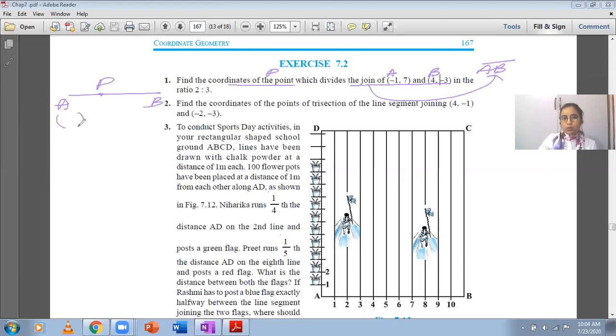So A is over here, its coordinates are given to us. B is over here, its coordinates are also given. P is dividing this line segment in the ratio 2:3. We have to find out the coordinates of P. This is the direct application of the formula. So let's just draw a rough sketch in the notebooks and then we will solve.